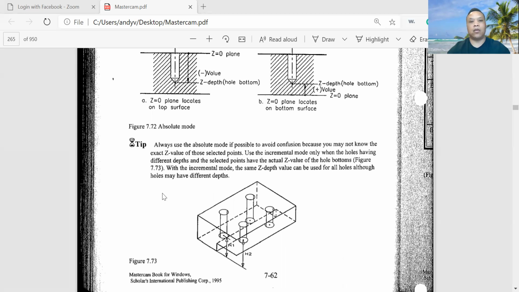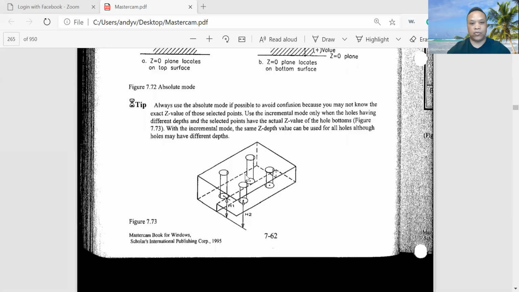And the tip: always use absolute mode if possible to avoid confusion, because you may not know the exact Z value of those selected points. Use incremental mode only when the holes have different depths and the selected points have the actual Z value of the hole bottom. With incremental mode, the same Z depth value can be used for all holes, although the holes may have different depths, as the diagram shows you right here.